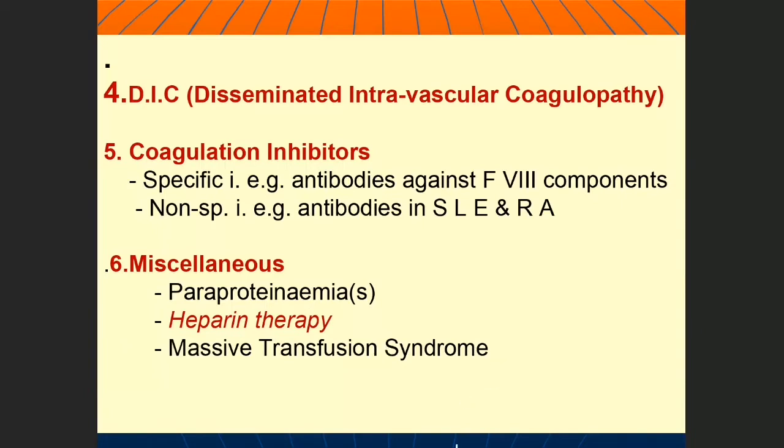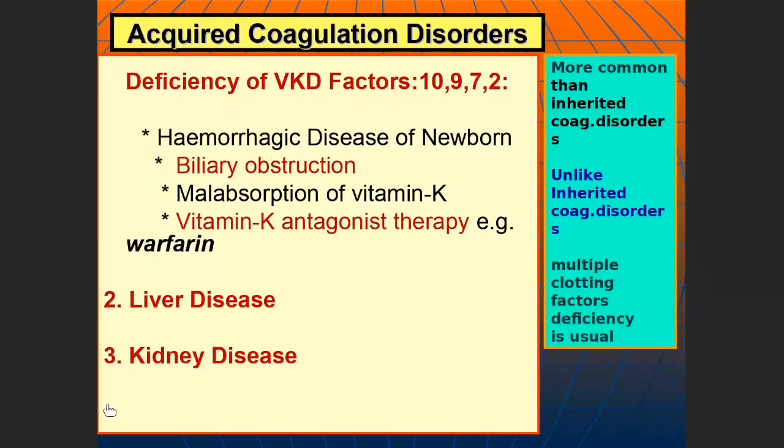Deficiency of vitamin K dependent factors and acquired coagulation disorders. As I mentioned, the vitamin K dependent coagulation factors are factor 10, factor 9, 7, and 2. Examples of coagulation defects and bleeding due to deficiency of these factors is seen in hemorrhagic disease of the newborn. We will discuss it in details. Also biliary obstruction, malabsorption of vitamin K, and the use of vitamin K antagonistic therapy, such as the use of warfarin anticoagulant.